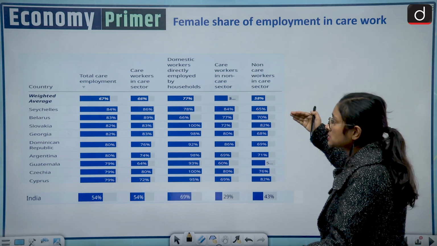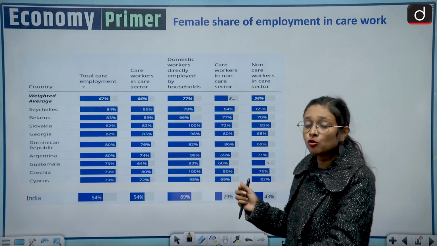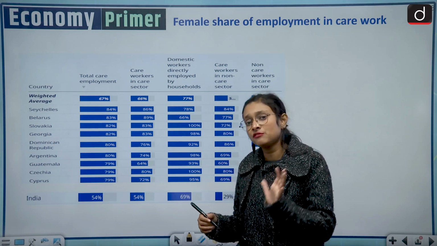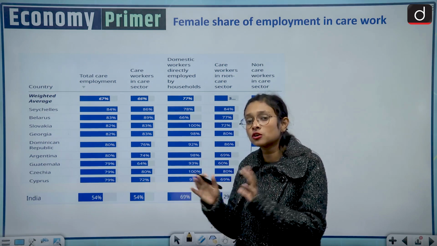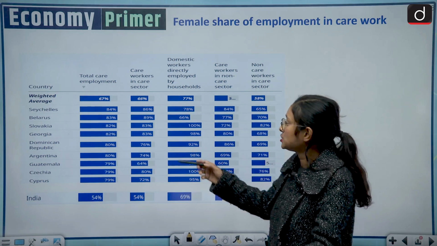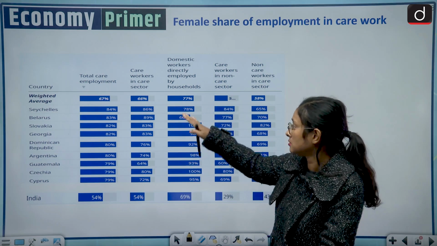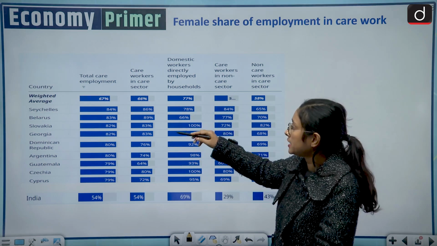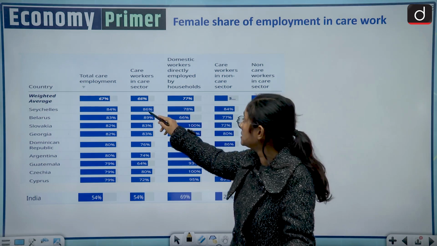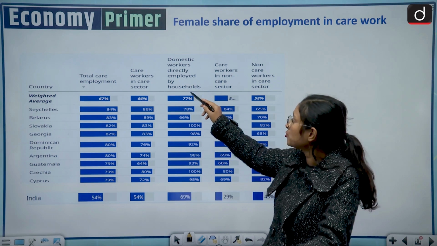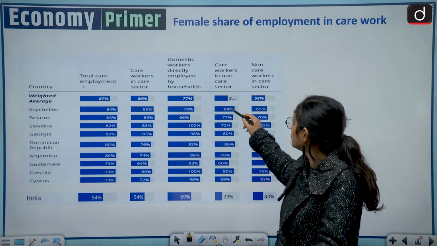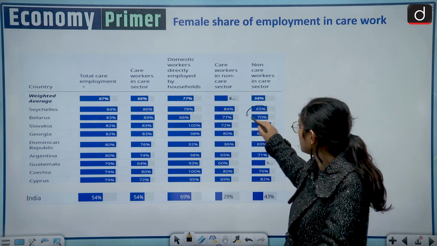So we already discussed what the overall most dominated work is, but there we gave the data of the overall world. Here we have taken a few countries, and the first country is Seychelles. For example, we are just reading this. Total care employment 84%, care workers in care sector 86%, domestic workers directly employed by household 78%, care workers in non-care sector 84%, non-care workers in care sector 65%.